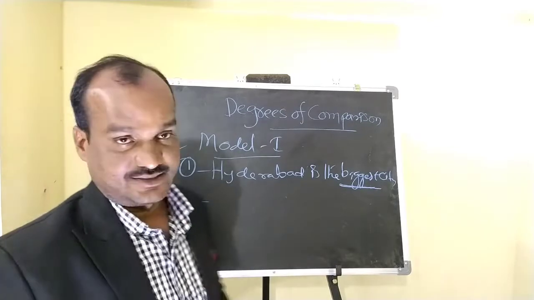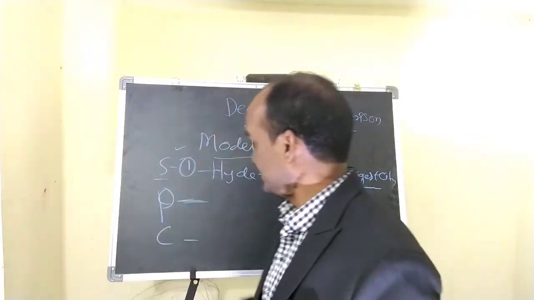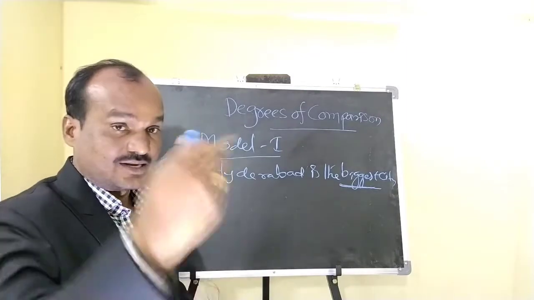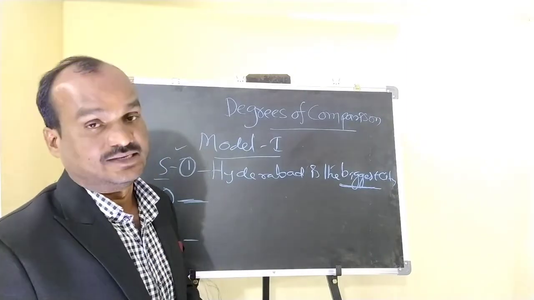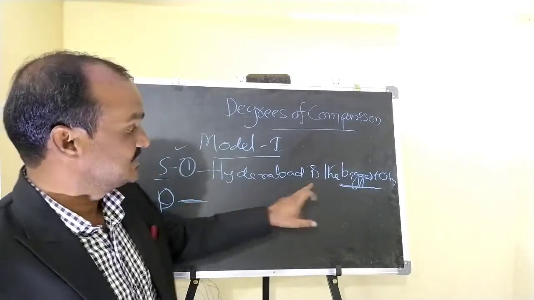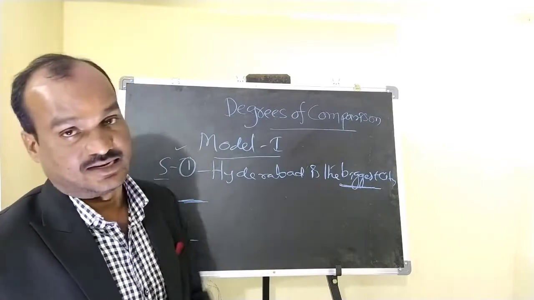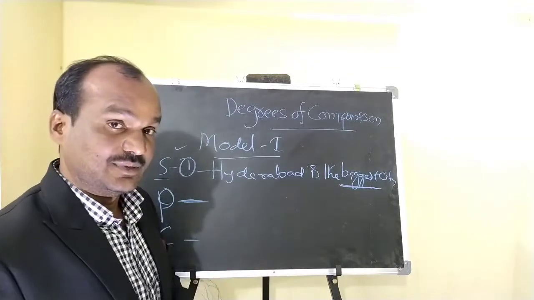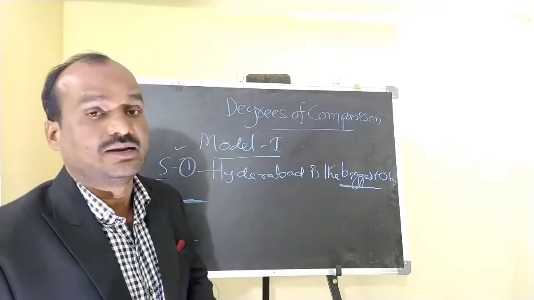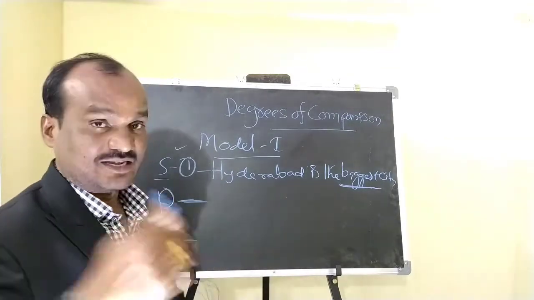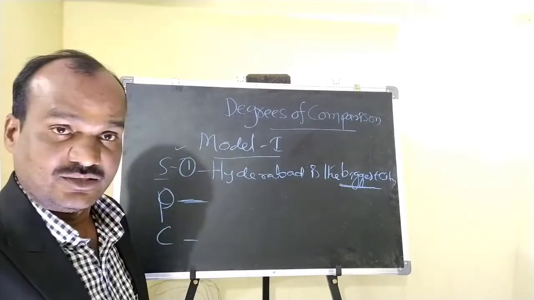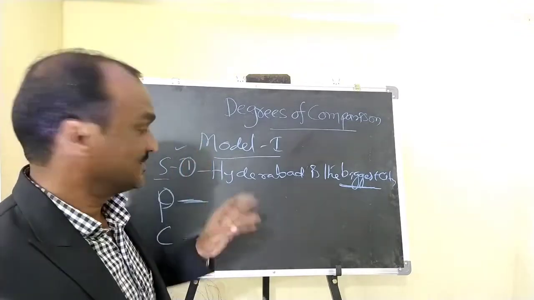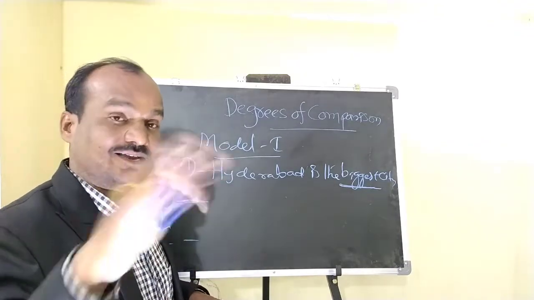How can we change? This is model 1. We'll see how, without altering the meaning of the sentence, we can change it into another type of degree. Here, Hyderabad is the biggest city in Telangana. Without altering the meaning, we get the similar meaning when we change one type of degree into another type.